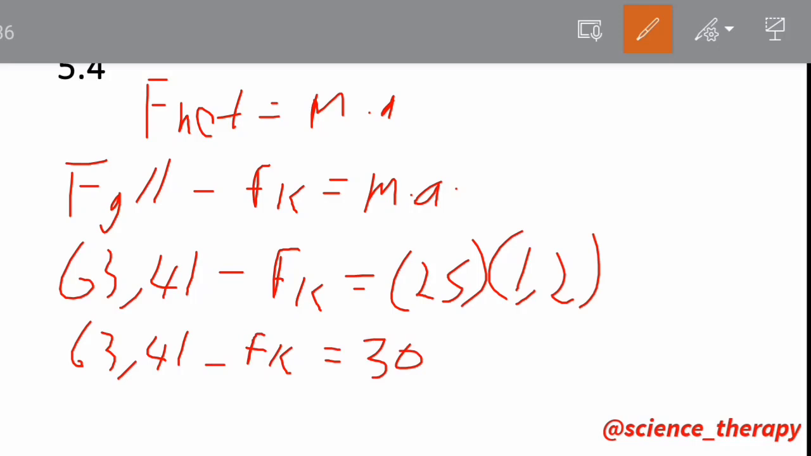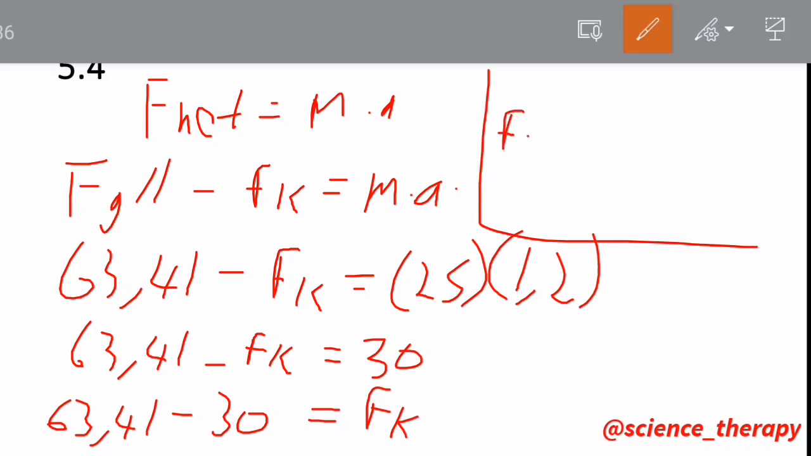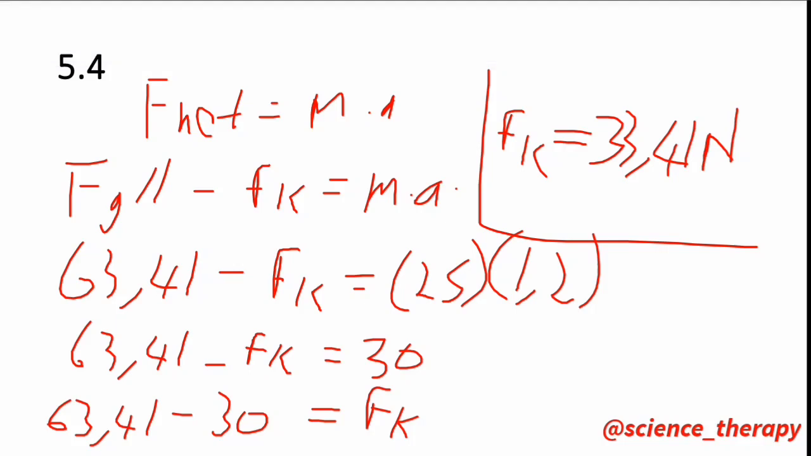Now what can we do? Let's transpose the FK to that other side. So we have 63.41 and then transpose the 30 to the left hand side, minus 30, and then is equals to positive FK, right? So at this point, let's calculate what will be the value for FK. What is 63.41 minus 30? 33.41 newtons. Awesome. And that's it for the question. Let's get to the other one.